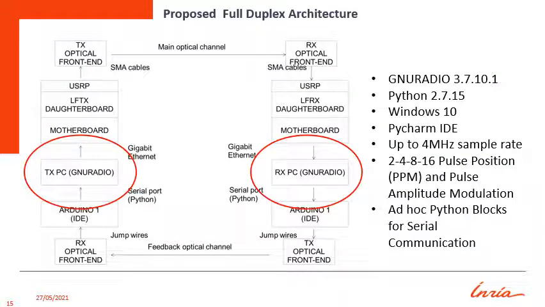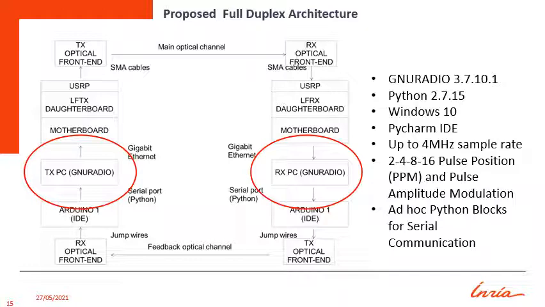And then we have a receiver PC and a transmitter PC, which exchange user data and also the control data. For this scope, we use GNU Radio 3.7 and Python 2.7 on a Windows 10 operating system. Clearly, the same operation could probably be done more easily with Linux. And we use a PyCharm IDE in order to provide the routines that we then use in the proper Python blocks. We can manage up to a 4 megahertz sample rate using 2, 4, 8, and 16 pulse position modulation and pulse amplitude modulation.